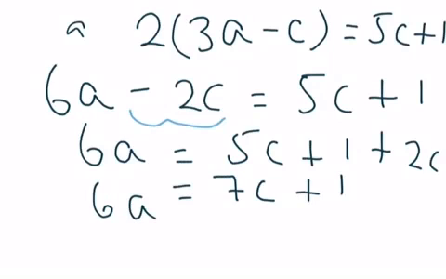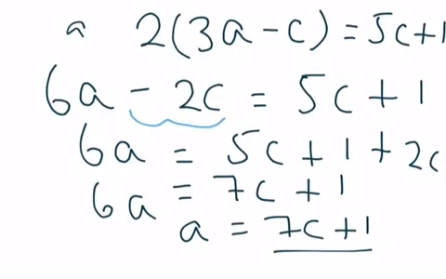So what we get is a, because 6a divided by 6 is equal to a, the 6 and the 6 will cancel out. So we have a = (7c + 1) / 6. And that is your answer to this question.